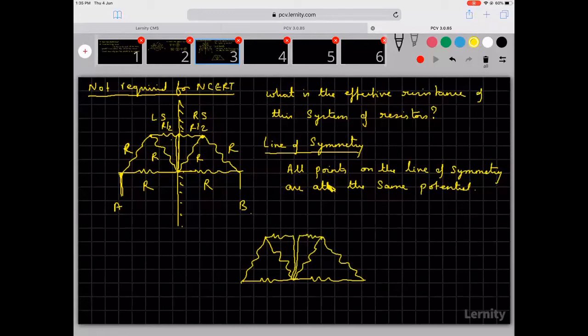Okay, now because I cut it into two parts, this is R by 2, R by 2. This is R, R, R, R, R, R. Now if you look at these points A and B, you will see something. Now I'm seeing that these two are in parallel. This is in series, parallel, series. Can you find out what the effective resistance is?